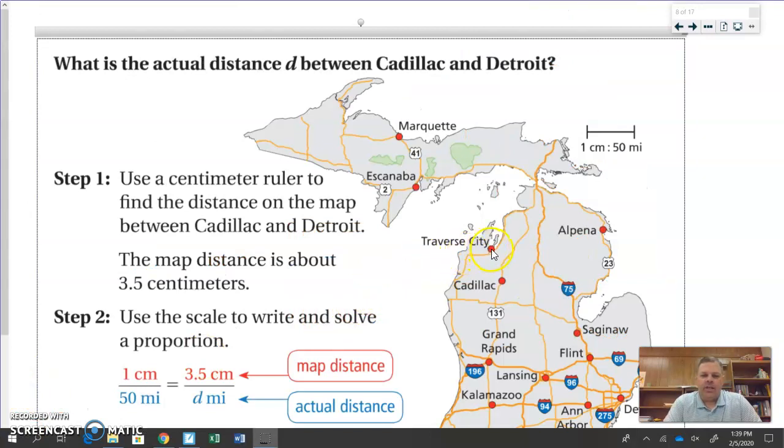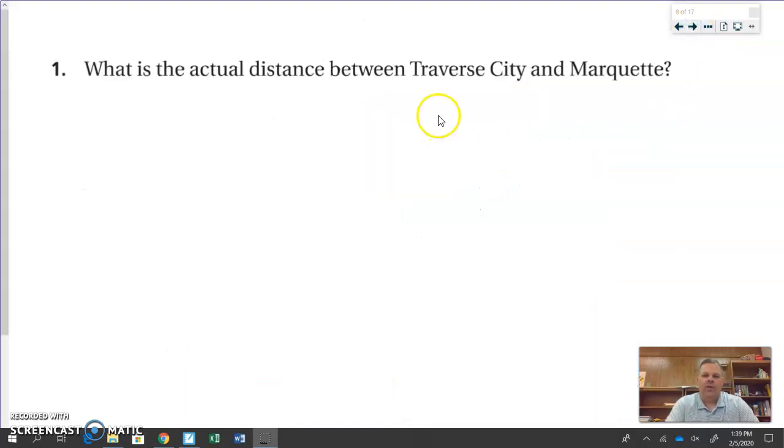The next thing that they're asking us to do is find the distance between Traverse City to Marquette. Now, realizing that we will probably have to go through water to get there, one of the things that we can do is measure this, and when I measured this in the book, we got 3 centimeters. So if 3 centimeters is how many miles? 1 centimeter is 50 miles. 3 times 1 is 3. So 50 times 3 will give us our answer of 150 miles.